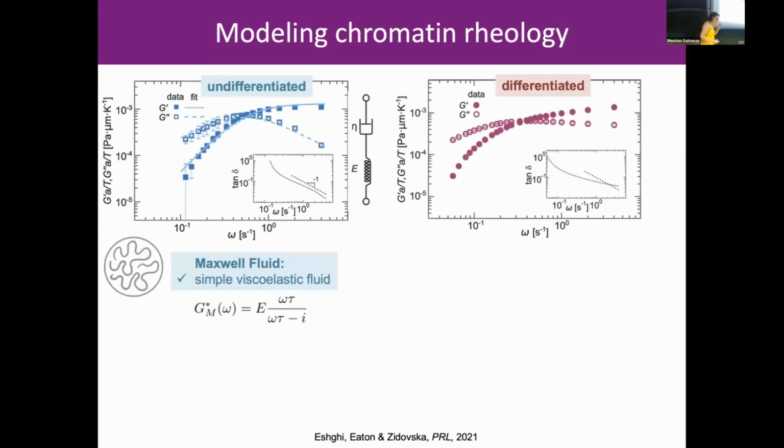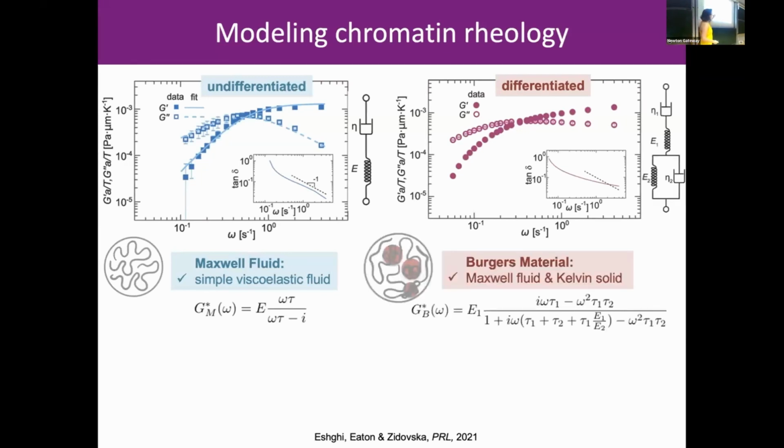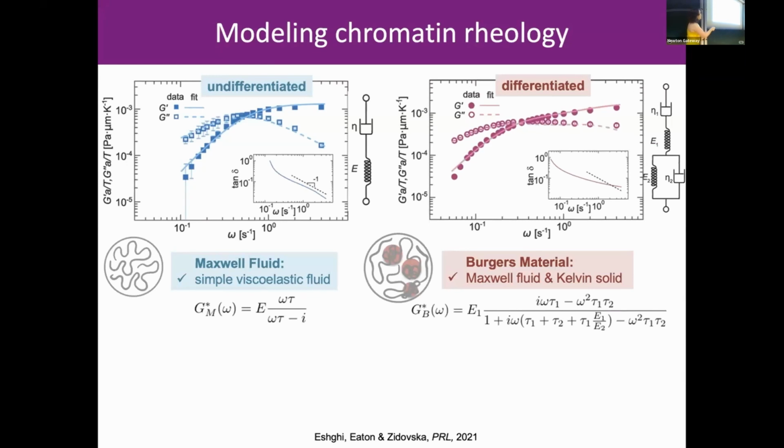Now, what about the differentiated genome? There, I told you a second phase has emerged. So we know already this is the Maxwell fluid, this dotted line. Of course, it cannot agree with it. So what's the minimum model to account for the presence of the solid phase? For that, we add a minimum solid, which is a Kelvin solid, and this serial arrangement of Maxwell fluid and Kelvin solid gives us Burgers material. When you fit this model to our data, we get a perfect fit. And what is really cool about it is that this now allows us to extract the material parameters, so the Young moduli and viscosities of these two different phases, as well as the relaxation times.